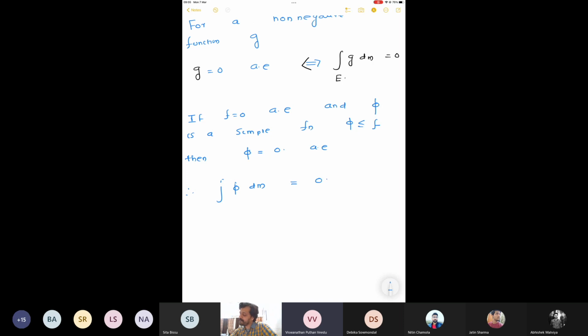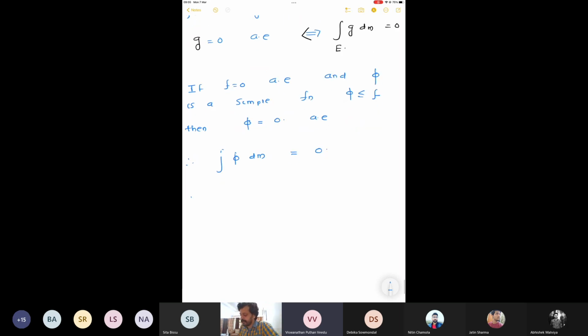So whatever simple function you take less than or equal to f, its integral is becoming 0. So if you take supremum also, integral will be 0. Therefore, integral of f dm will be equal to 0. Are you with me? Do you agree? Yes. How do you define integral of a non-negative function? Using integral of a simple function less than or equal to f.